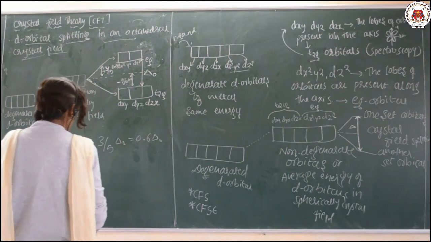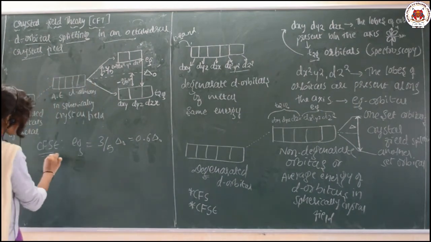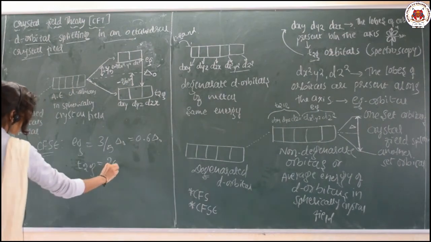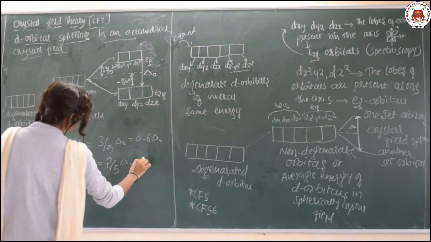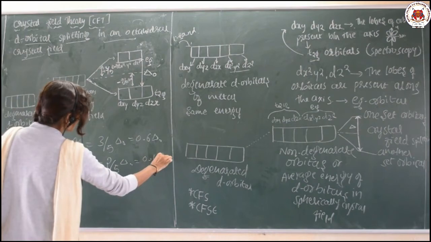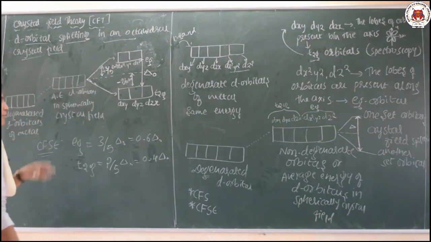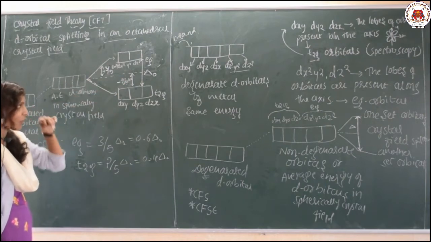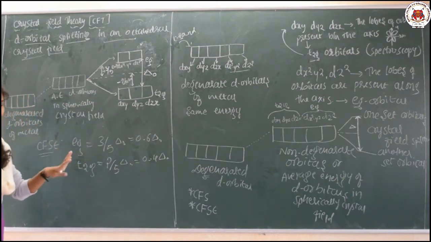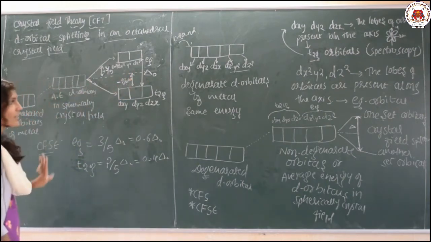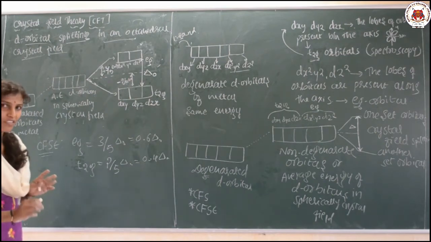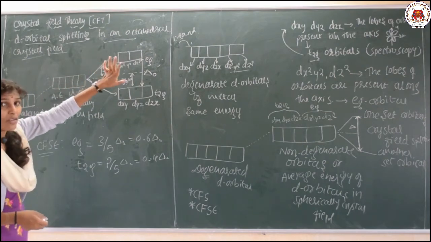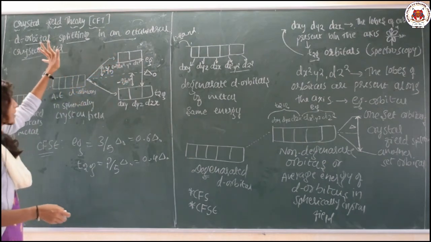And then the crystal field splitting energy for the t2g level is 2 by 5 delta naught, which is equal to 0.4 delta naught. It can also be expressed in terms of Dq: the total delta naught, that is the crystal field energy in case of octahedral, will be 10 Dq. So, this is how the crystal field splitting takes place when we have the octahedral crystal field.